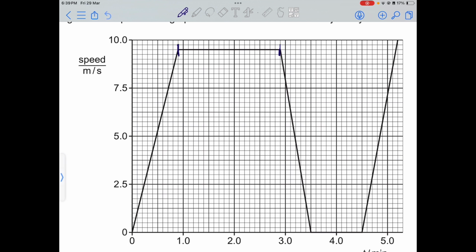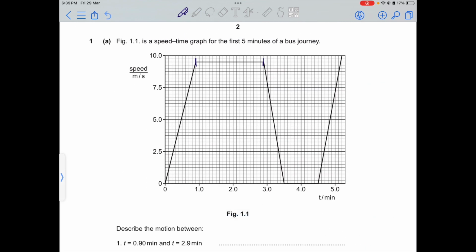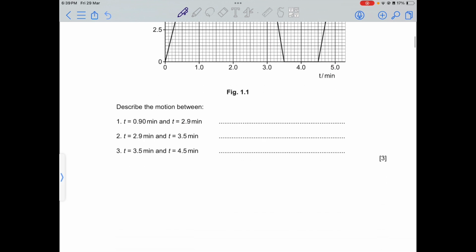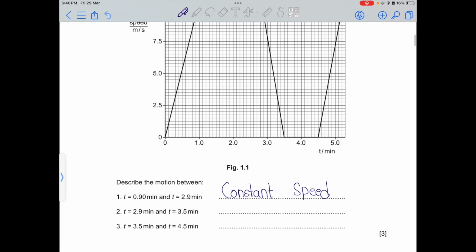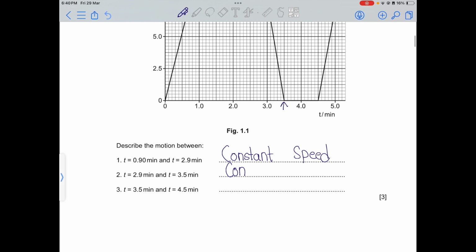So here there's a straight flat line which does not have a gradient, which means constant speed. All right, you have to write constant speed, because as you can see, the speed does not change in this period. Then between 2.9, that means from ending from here, and it's going all the way up to 3.5, which is here. Now here you see that there's a deceleration of the car because there's a gradient, and the deceleration is constant. The line is not a curve, it's a straight line, which means constant deceleration.